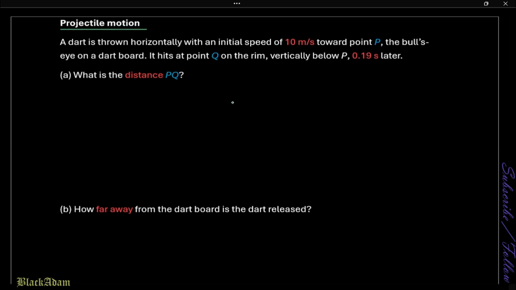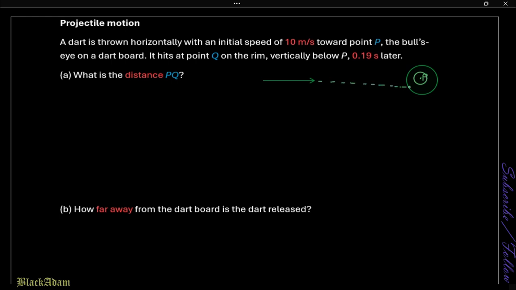Welcome to projectile motion, that's physics. We have a scenario where a dart is thrown horizontally with an initial speed of 10 meters per second. Let's illustrate. We have the dart, and that's where the ball is, at point B.